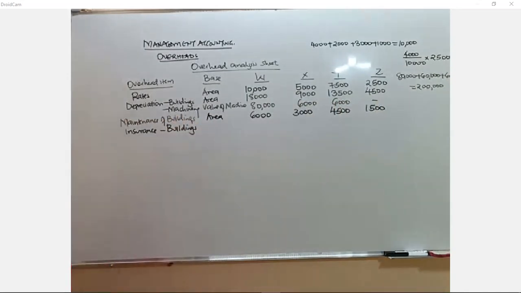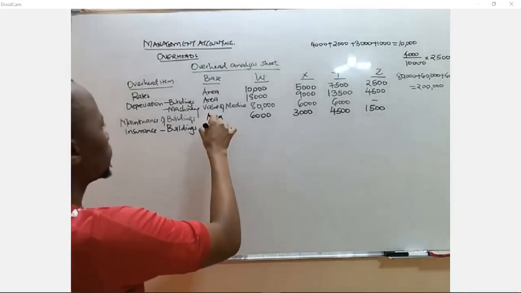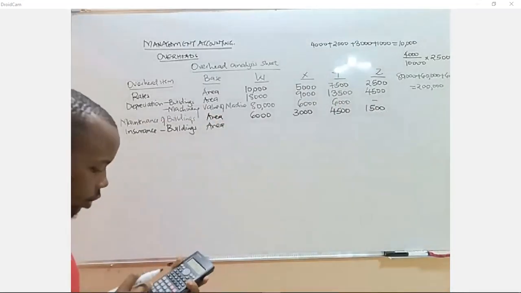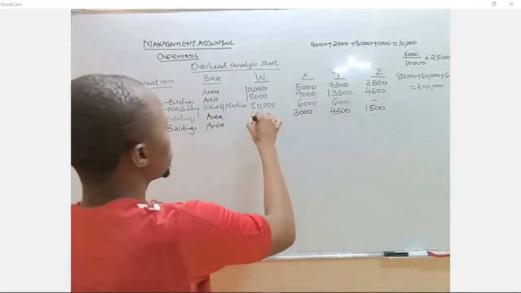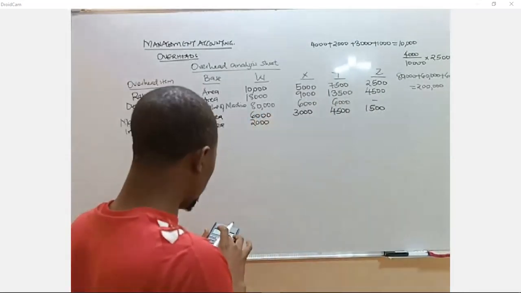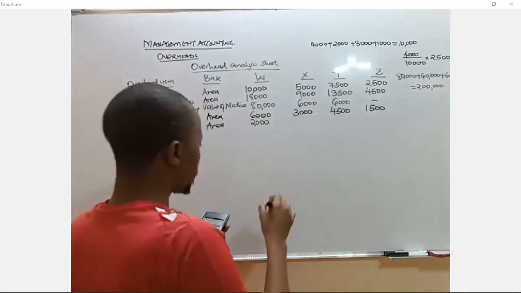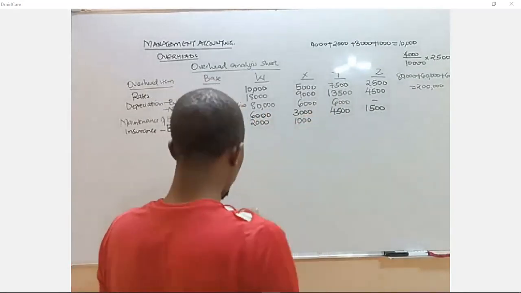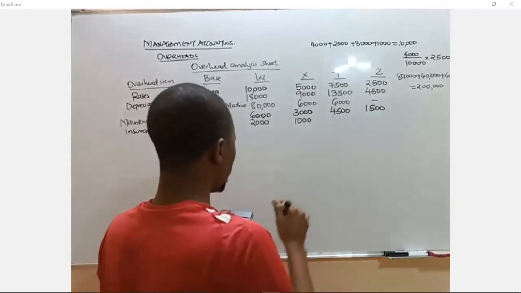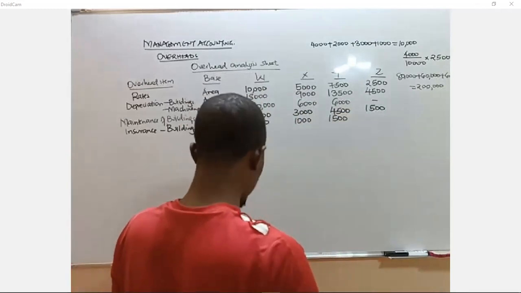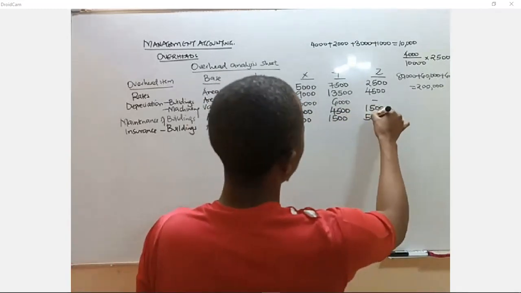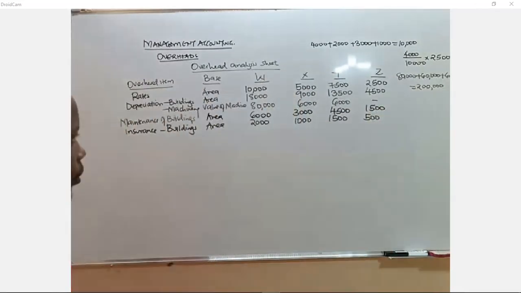The only base we can use for the insurance of buildings is floor area. So we use the same criteria, 0.4 times the total for the insurance of building, which is 5,000. The first one will be 2,000. The second one will be 0.2 times 5,000, which comes to 1,000. The third one will be 0.3 times 5,000, which comes to 1,500. Then the last one will be 0.1, coming to 500. So I'm not struggling to get those answers.